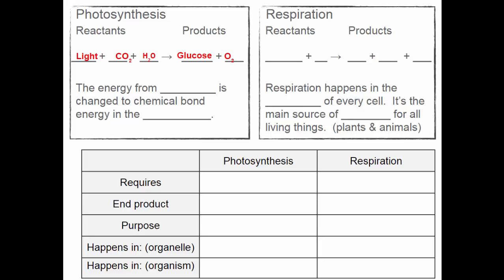So, in photosynthesis, energy from sunlight is changed into chemical bond energy. And this happens in the chloroplast. Chloroplast is where photosynthesis happens. All right, hold on. We're not there yet. We will be soon. Okay, respiration.